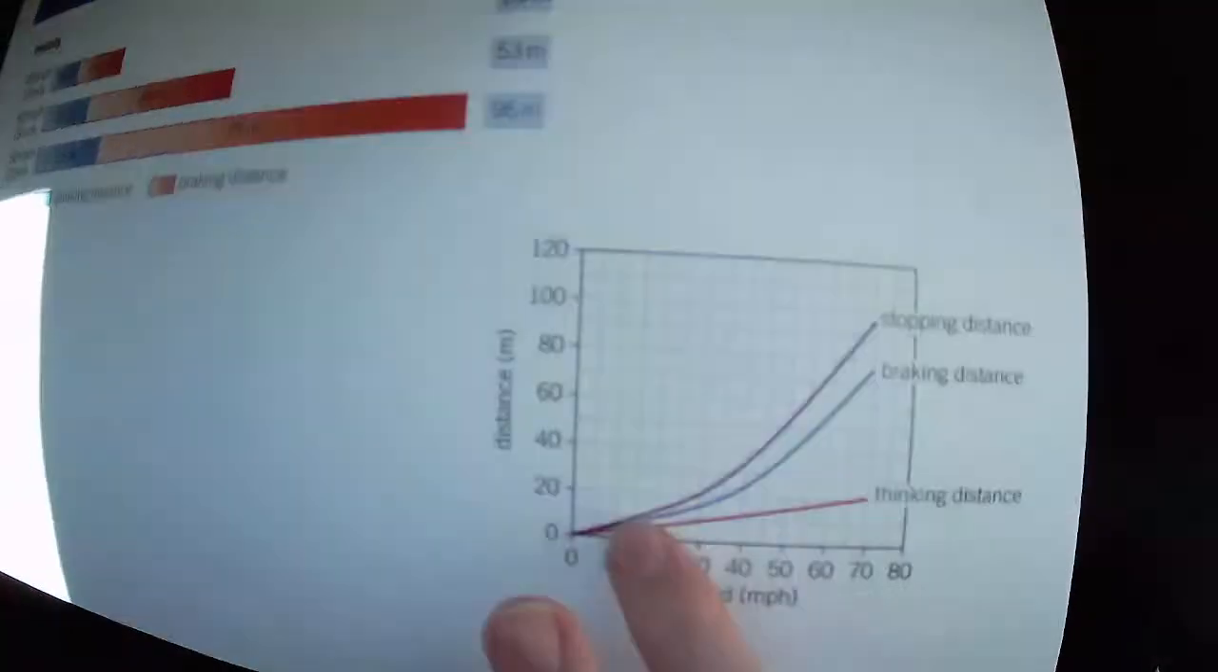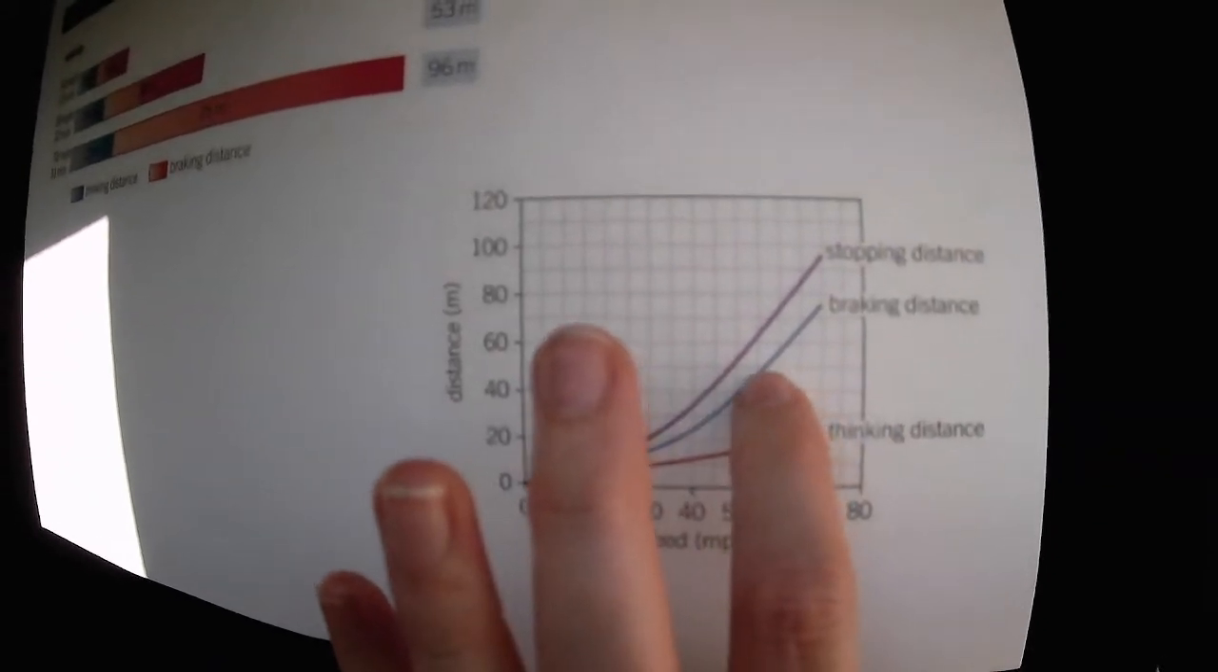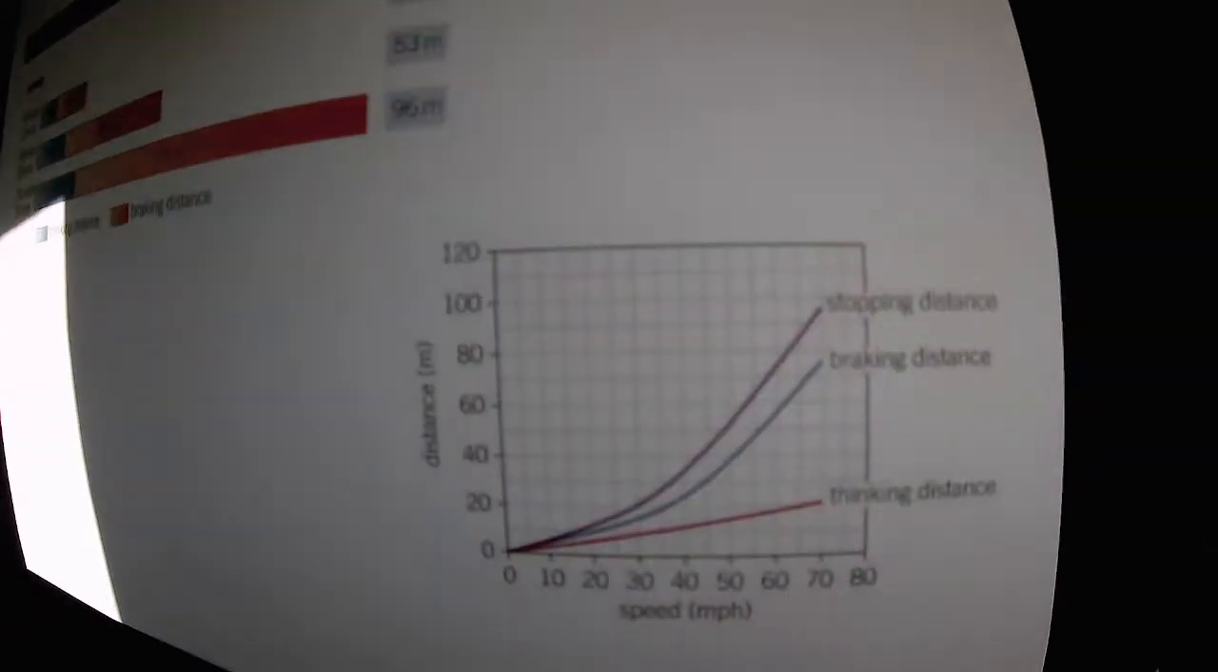And that's all down to the fact that it's not just going to be this linear pattern. So don't forget that as far as we're going, thinking distance is linear. You can see it in a little graph down here. So thinking distance is a linear increase, whereas your braking distance is not, therefore stopping distance is not.